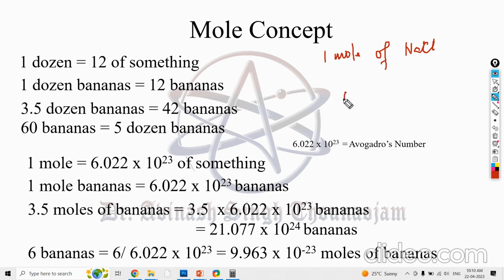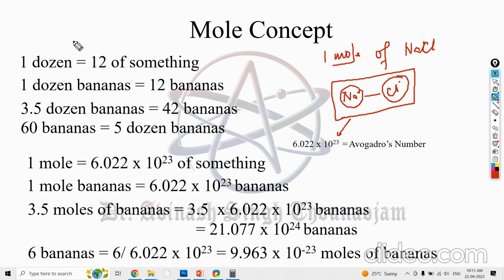NaCl molecule is one Na plus and one Cl minus in the same molecule. If you take 6.022 into 10 raised to 23 molecules of NaCl, that will consist of 1 mole.